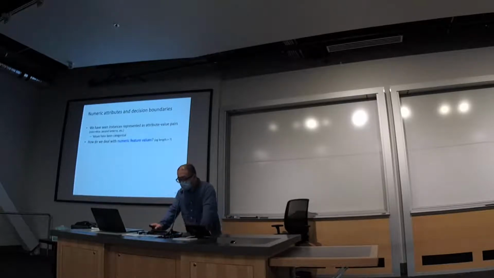Also, the examples we discussed just use categorical features. But in practice, there are many numerical features. For example, we can use length as your feature or attribute. You can use height. You can use temperature. So when we create a decision tree, how can we deal with numerical attributes?